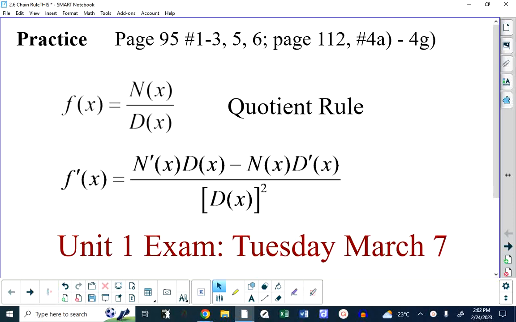And I mentioned yesterday in class, just formally announce it here, that your unit exam is a week from this coming Tuesday. That'll give us a couple of days to practice differentiation before we finish the unit, and then after we finish the unit, it'll give us a couple of days to review everything.